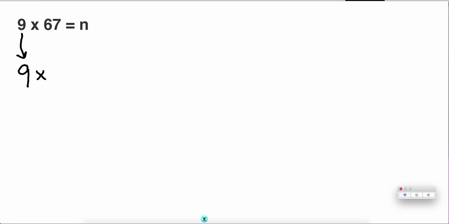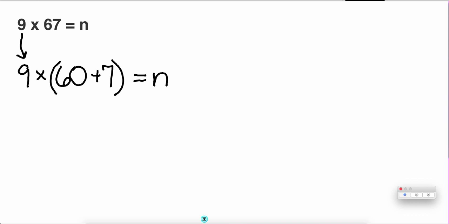67 I can put in expanded form, and 67 in expanded form is 60 plus 7. And I'm going to put that in parentheses. All right, so I can see that I took 67 and I put it in expanded form as 60 plus 7. So now I have this new equation, okay? And I'm using the variable or letter n to stand for the unknown product.